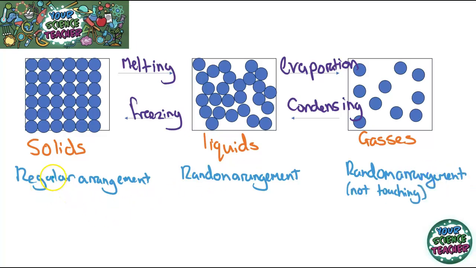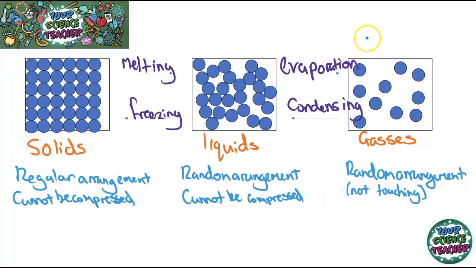Now, how do the particle diagrams relate to the properties of the three states of matter? Because in a solid, all of them are in rows and columns, and there's no space between the particles, these cannot be compressed. Same with a liquid as well, they can't be compressed. All of the particles are touching, they can't be forced closer together. And then finally with a gas, because the particles are no longer touching, they can be compressed.